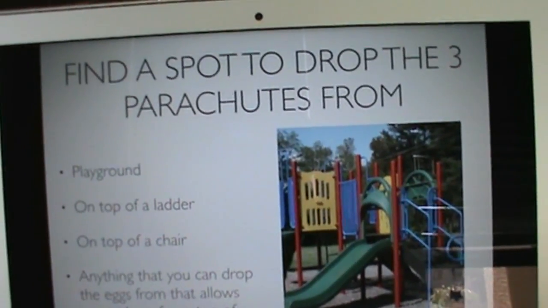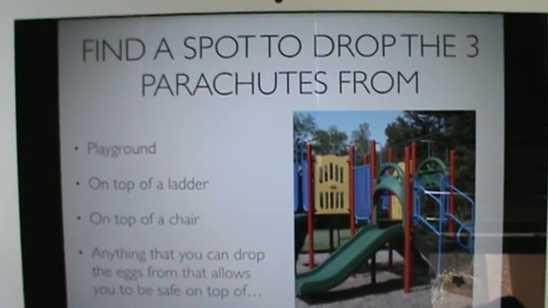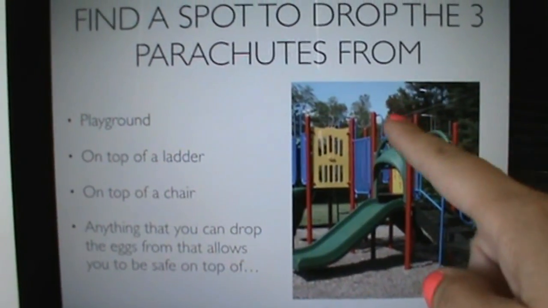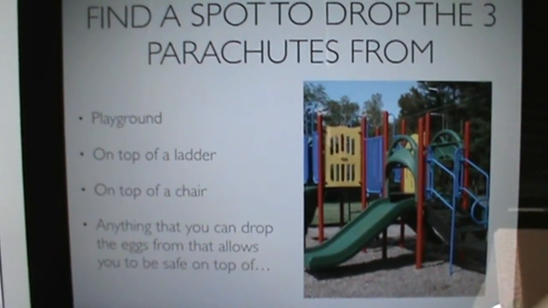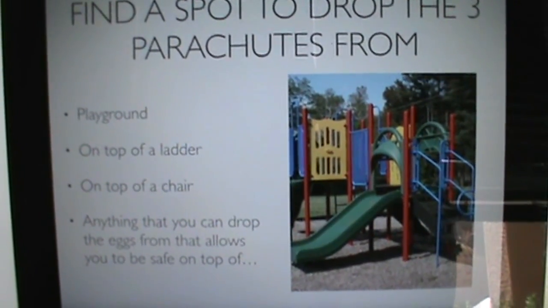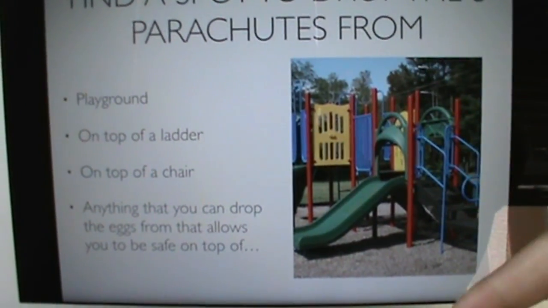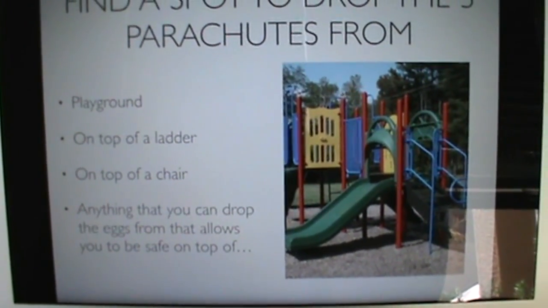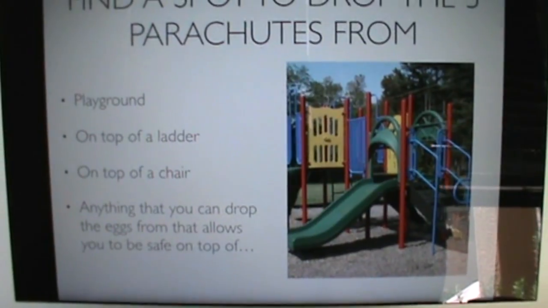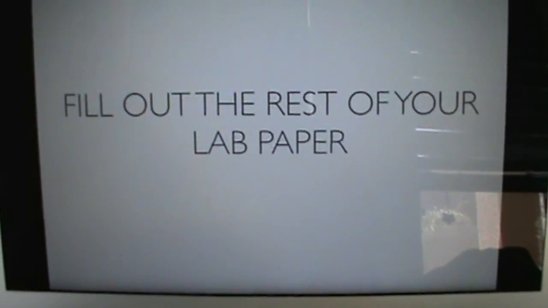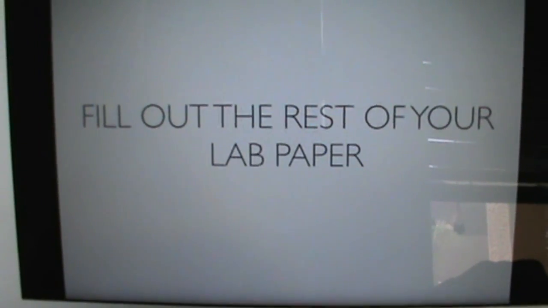Then after that, you need to find a spot to drop the three parachutes from. An idea would be a playground. Go to the highest point that you can get to and drop them from. Make sure that you're dropping from the exact same location each time. You can go to the top of a ladder, on top of a chair, just basically anything that gets you up in the air to give it enough time to drop that you can be safe with. And then finally, fill out the rest of your lab paper after you've done that.